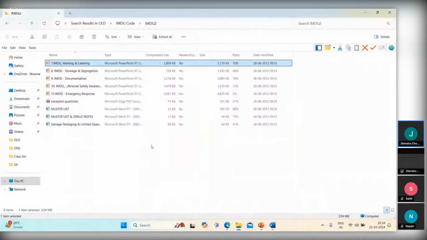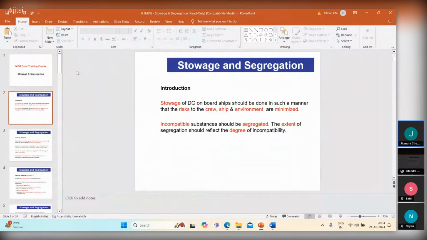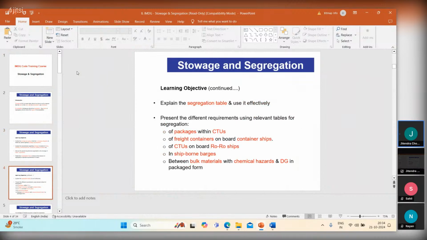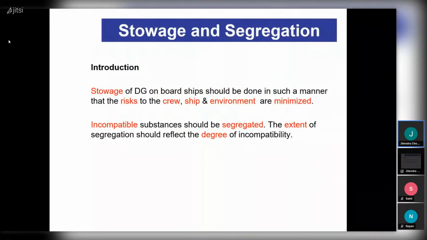last part is the storage and segregation we've already done. Away from, separated by a complete compartment or hold from, and separated by an intervening complete compartment or hold. So there are different segregations. We'll go through them quickly. If it's incompatible, they should be segregated. So different classes are there.